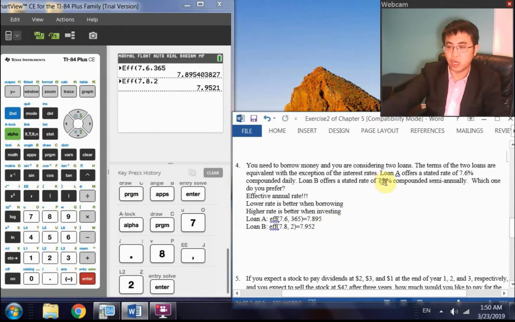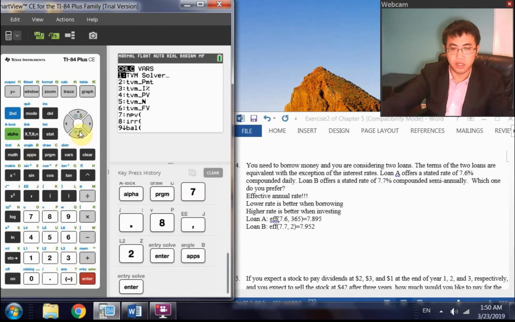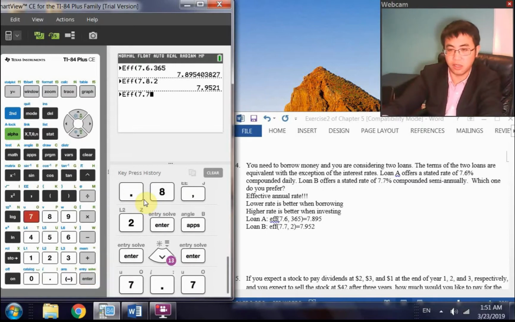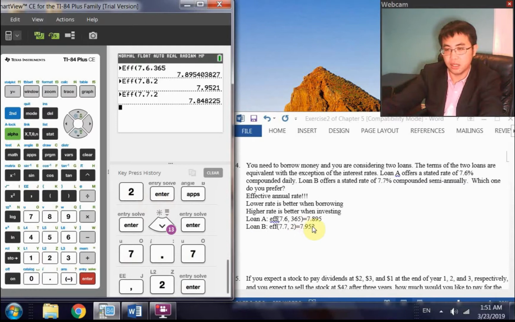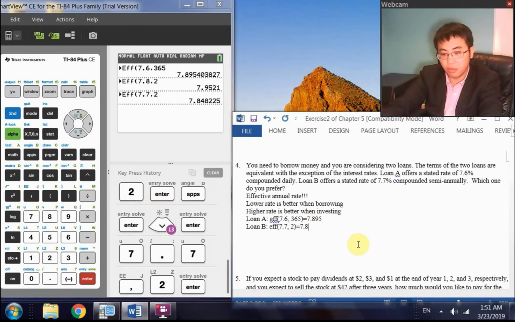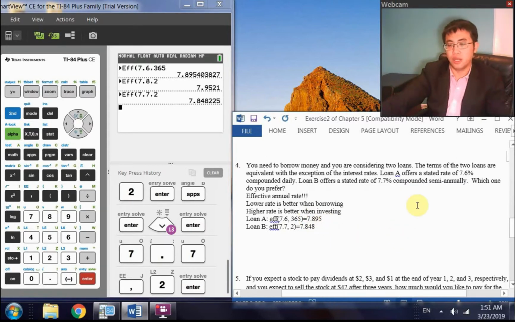And if I change loan B's rate to 7.7, let's see what would happen. If that's the case, then judged from the stated rate, loan A is better because 7.6 is lower than 7.7. But we really have to make decision based on the effective rate. So let me do apps, finance, scroll all the way down to get the effective option. That function requires me to put a 7.7, 2. And then the effective rate will be 7.848. Alright, so then loan B would be better because the effective rate for loan B is lower than the effective rate of loan A. So you can see that your decision may alter if you change the criteria from stated rate to effective rate.